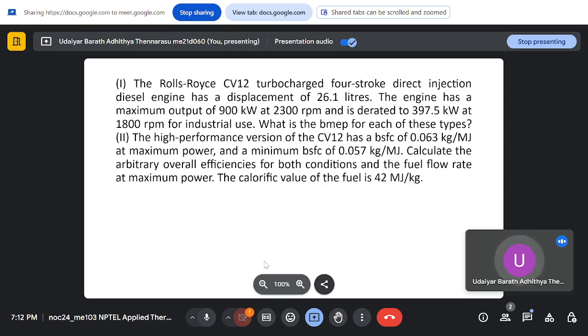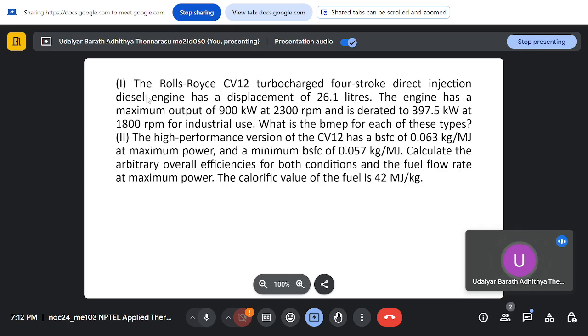Second, the high performance version of the CV12 has a brake specific fuel consumption of 0.063 kg per megajoule at maximum power and a minimum brake specific fuel consumption of 0.057 kg per megajoule. Calculate the overall efficiency for both conditions and the fuel flow rate at maximum power. The calorific value of the fuel is 42 megajoule per kg.